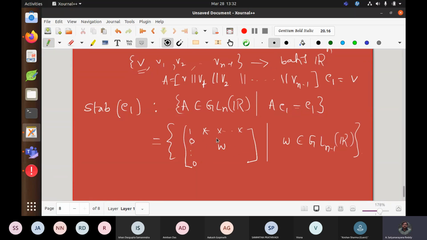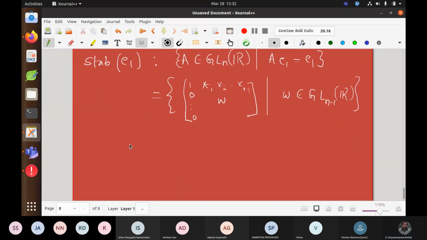So a lot of freedom is available to us. W can be any element of GLN minus 1 of R, and the stars also anything. If you want, you can put star 1, star 2 like that to make it more clear, right? Any questions?